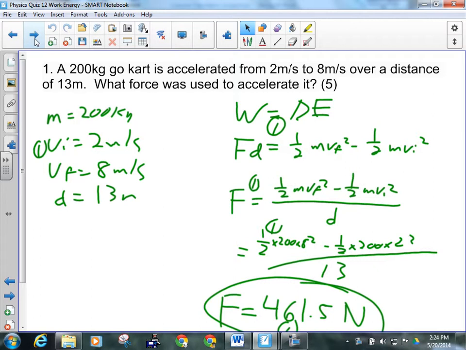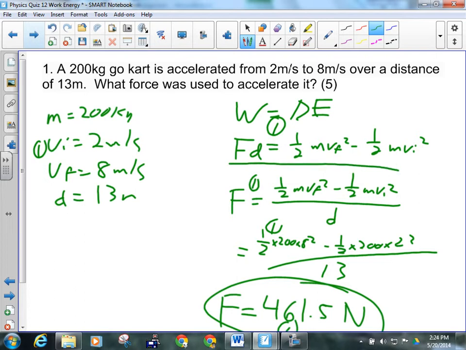Okay, their second mark, work is a change in energy. This is a work energy theorem question, so they'll get a mark for doing that. Then what we have to realize is since it is a change in energy and we have two different kinetic energies, we have to actually do this final minus initial thing. Okay, so that's what we're doing here. Force times distance is 1/2 mvf squared, minus 1/2 mvi squared.